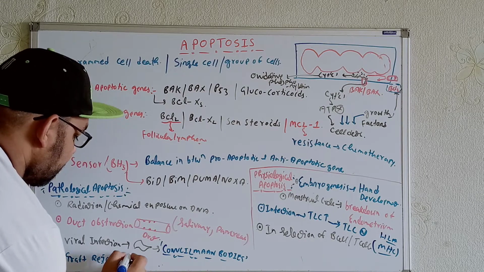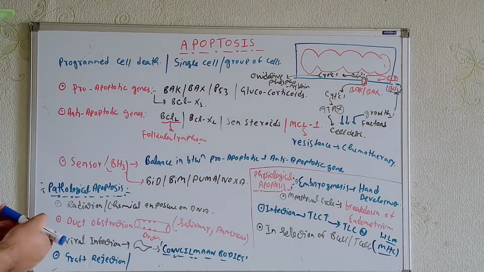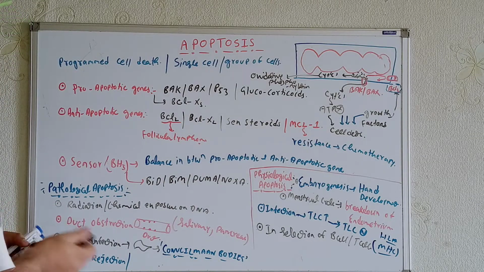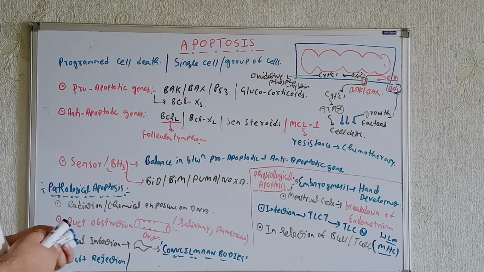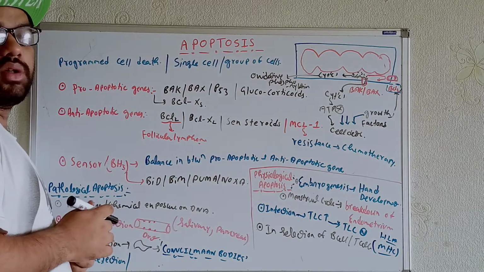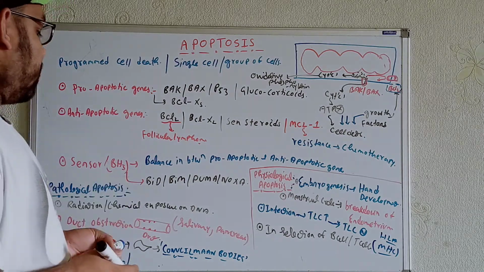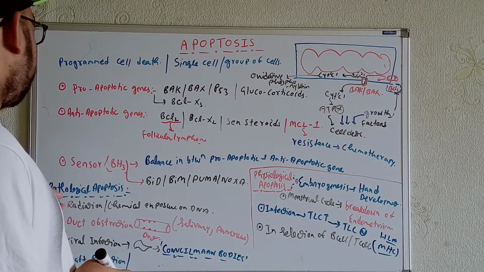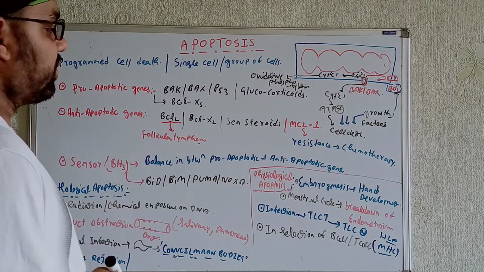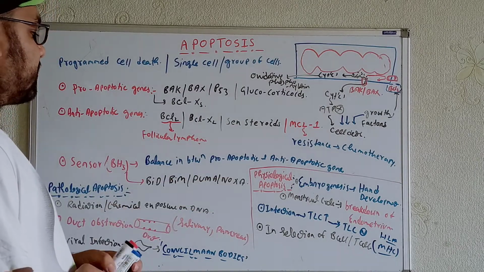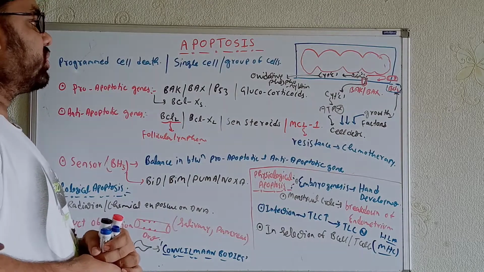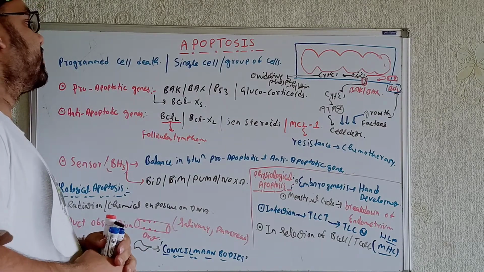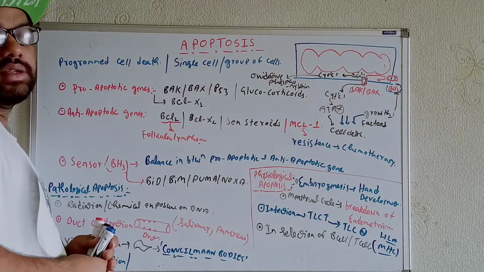We can also see these things in cases like retinitis, where there is a different thing in terms of the rod cells and cone cells. So this was all about the pathological apoptosis, and this was all about the physiological apoptosis. Now in the subsequent parts of the videos we will talk about the two ways of apoptosis, the extrinsic way and the intrinsic way.